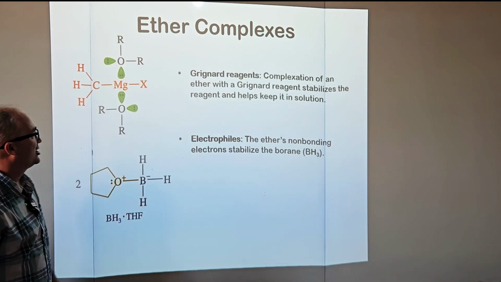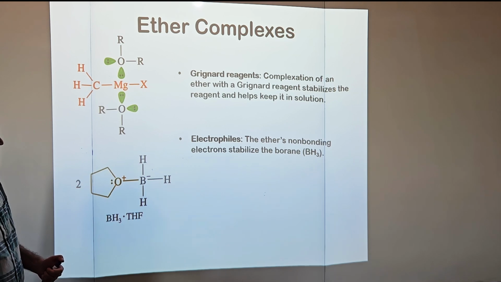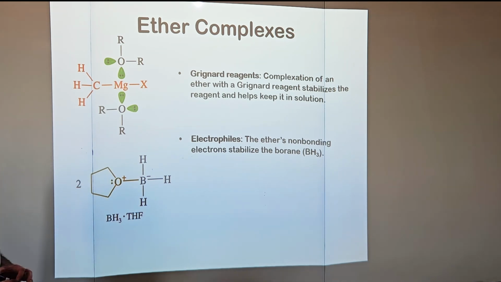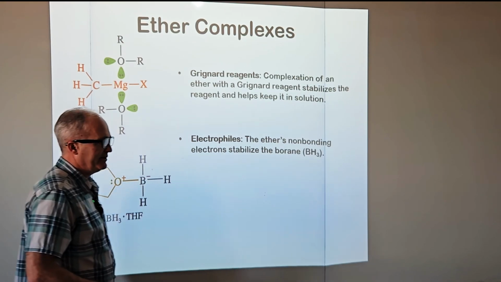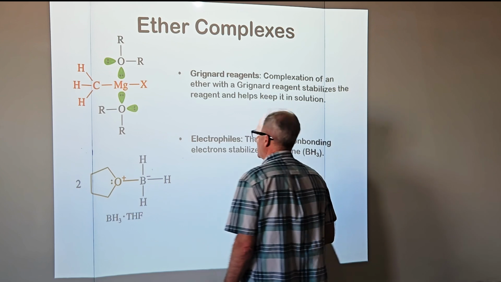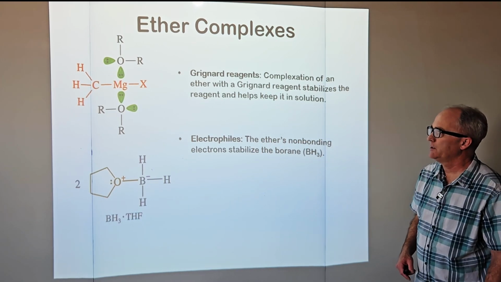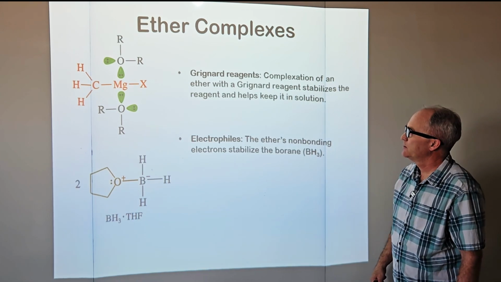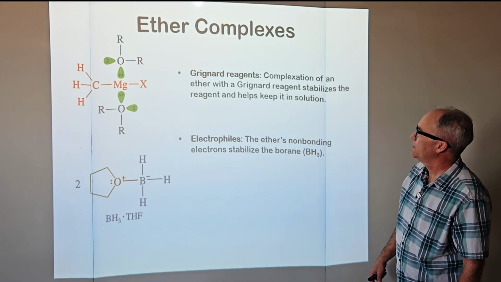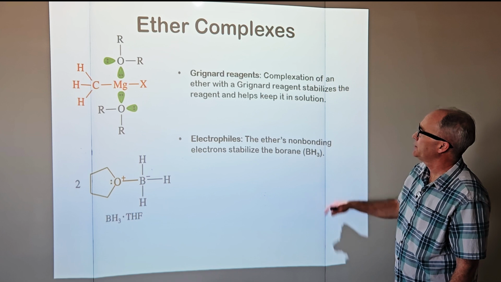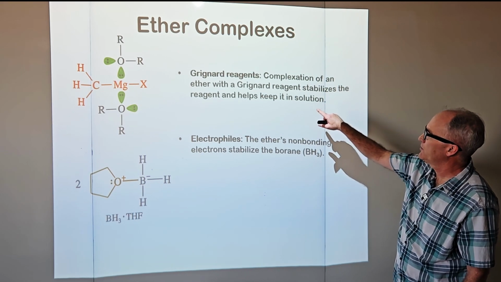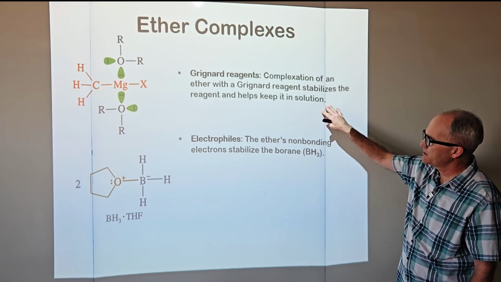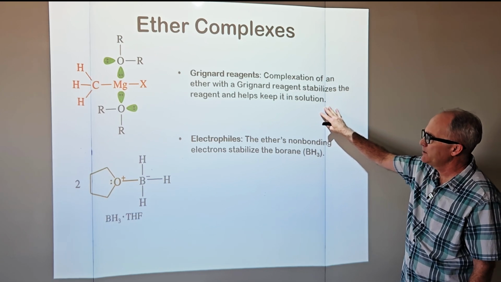So those Grignard reagents, they were special in that you had to do them in ether. THF or diethyl ether is what you use. Can't use benzene, can't use toluene, can't use hexane, cyclohexane. They only work in ether. And a guy by the name of Whitesides figured out why that is. Complexation of an ether with a Grignard reagent stabilizes the reagent and helps keep it in solution.